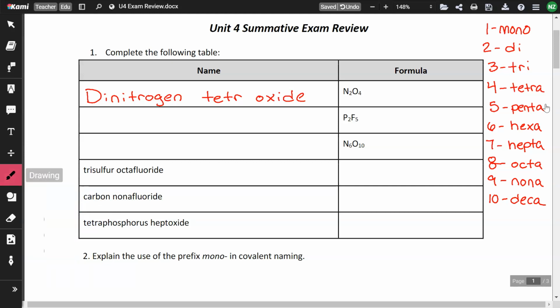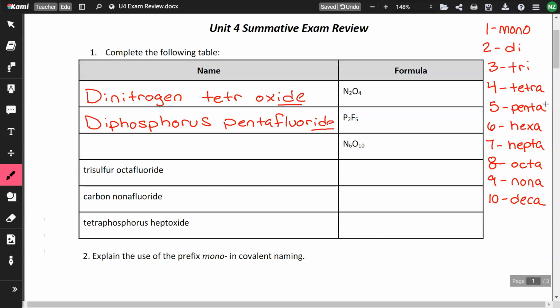All right. For the next one here, we have P2F5. So P is phosphorus, and we have 2 of them, so it'll be diphosphorus. And then we have 5 fluorines, so it'll be pentafluoride. So for all of these, don't forget we're changing that ending to IDE.